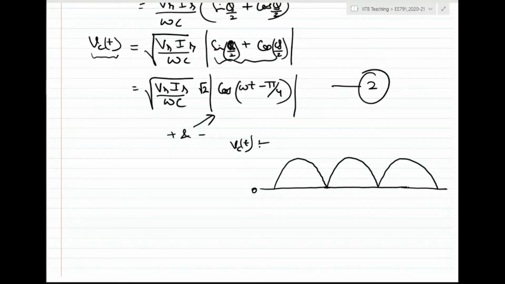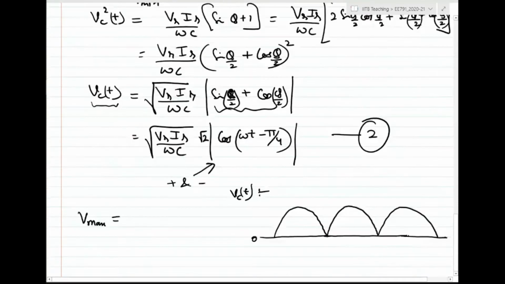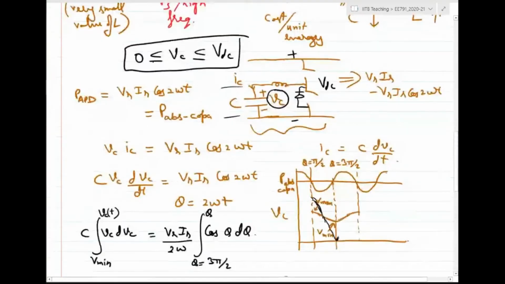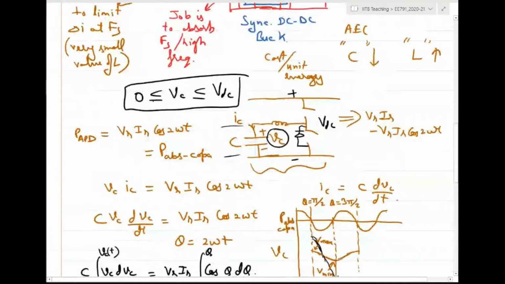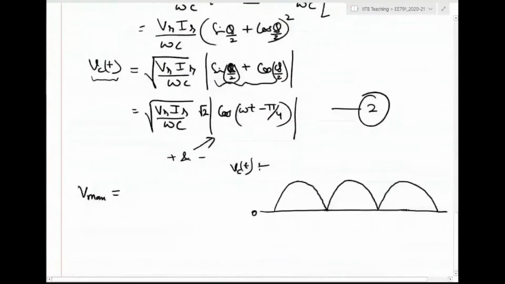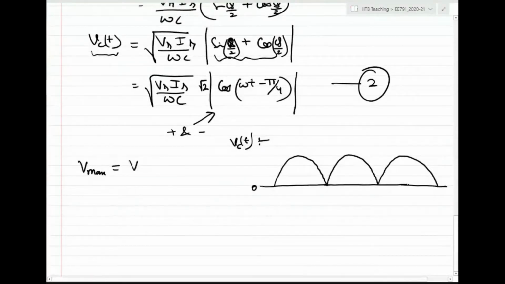Now, once we have got the expression for Vc, what can be the maximum value of Vc? The maximum value of Vc, because of the constraint of the circuit, since it's a buck converter, is equal to VDC. It cannot exceed VDC, so we can say Vmax is equal to VDC. And when will this Vmax occur? When this right hand side cosine expression is equal to 1, at this point. So this point is Vmax, which cannot exceed VDC.